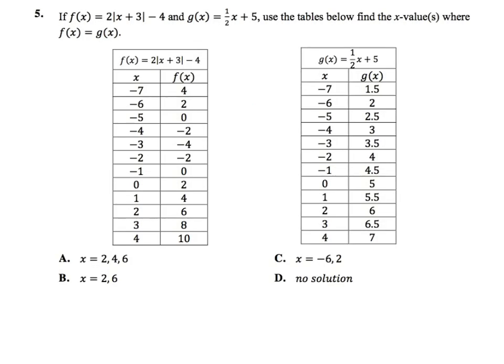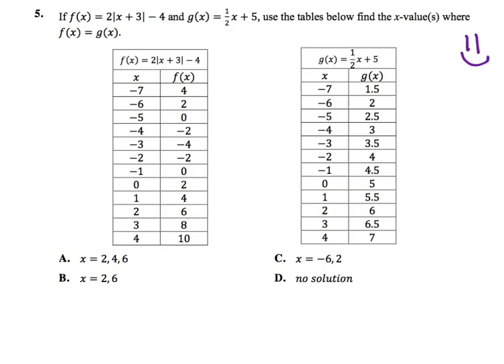Number 5. Yeah, this one really is as easy as it looks. We're given two functions, and they actually gave us the tables for the functions. And it wants us to know what x values give us the same output. So yes, we just have to look at the table and figure out when is the output the same.